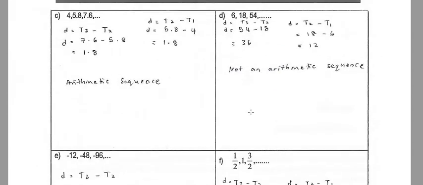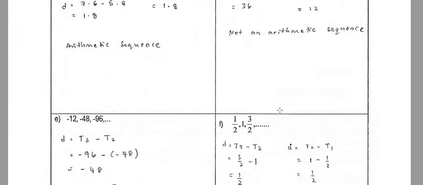Okay, another example. 6, 18, 54. 18 minus 6 is 12, while 54 minus 18 is 36. Therefore, this is also not an arithmetic sequence.